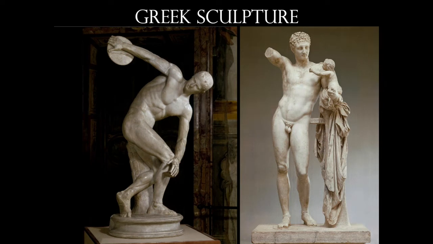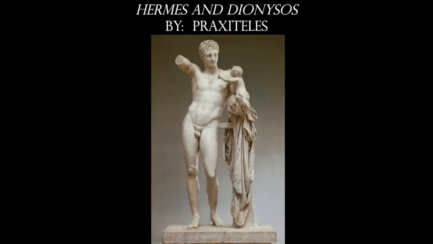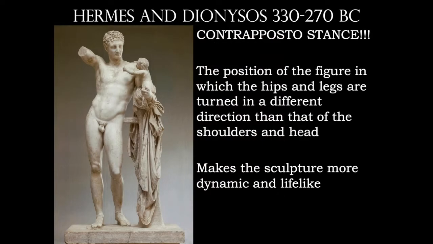I mean, this almost looks as if the body has been transformed into marble. These look as if they could start to move right off of the pedestal. And particularly with Hermes and Dionysos, I wanted to call your attention to one of the terms on the study guide, which is contrapposto. Hermes and Dionysos is what's called in the contrapposto stance, meaning that we have the hips and legs in a different position than the shoulders and the head. And I know that's kind of a really horrible definition. And I'm going to try to explain it a little bit more.